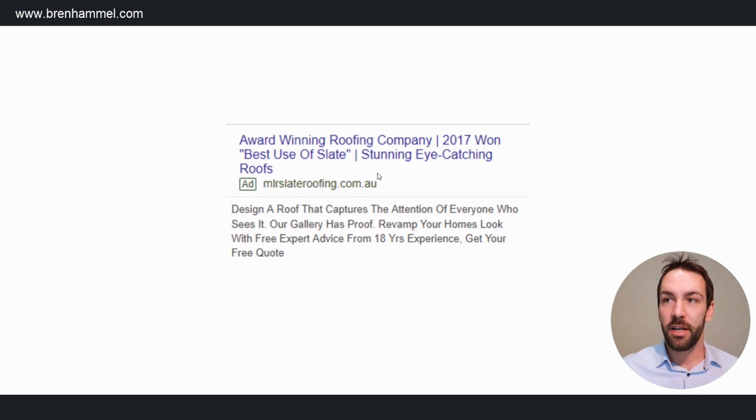So I went down stunning, eye-catching roofs. I moved into the description to build upon that just a little bit more. Design a roof that captures the attention of everyone who sees it. So just imagine looking out the window of your home and noticing people driving past staring at your home, or people walking past having a look or stopping or taking pictures of your home because the roof looks so nice. Some people would think that way. That's probably a little bit of an extreme, but you get the idea.